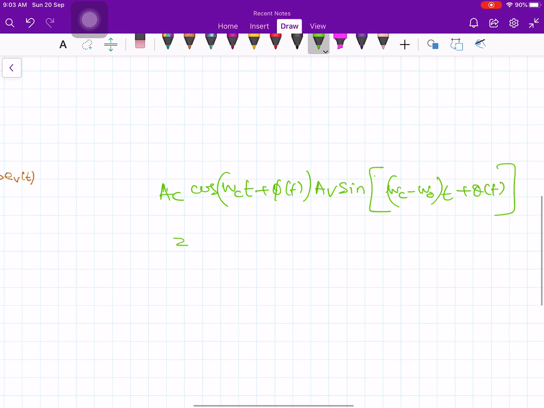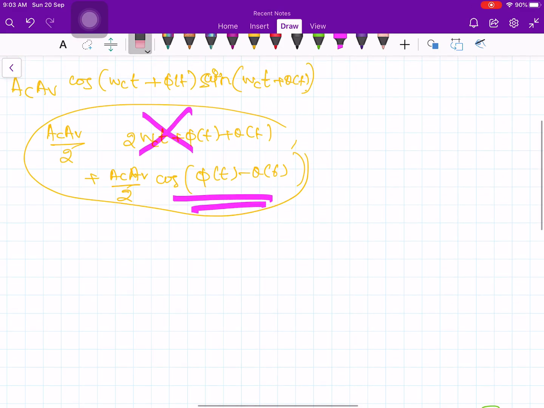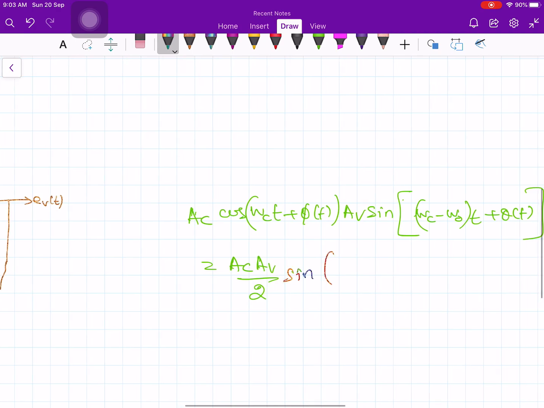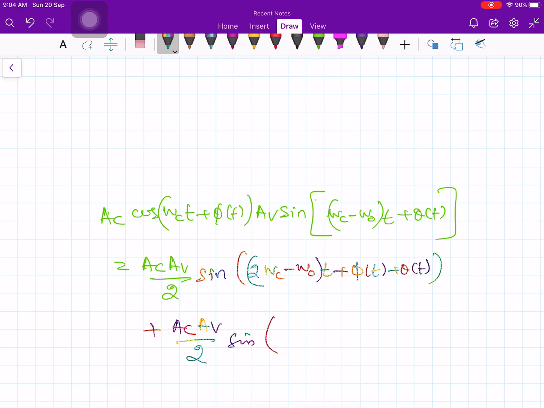So this is equal to some frequency component, AC AV by 2. What did I do here? Cos A sin B, right? Sin A plus B plus sin A minus B. I am sorry, this is not cos, this is sine. So here also this is going to be sine of A plus B. So 2 omega c minus omega naught times t plus phi of t plus theta of t, some frequency component, plus the difference frequency component AC AV by 2 sine of, it is going to be A minus B, so omega naught t plus phi of t minus theta of t.